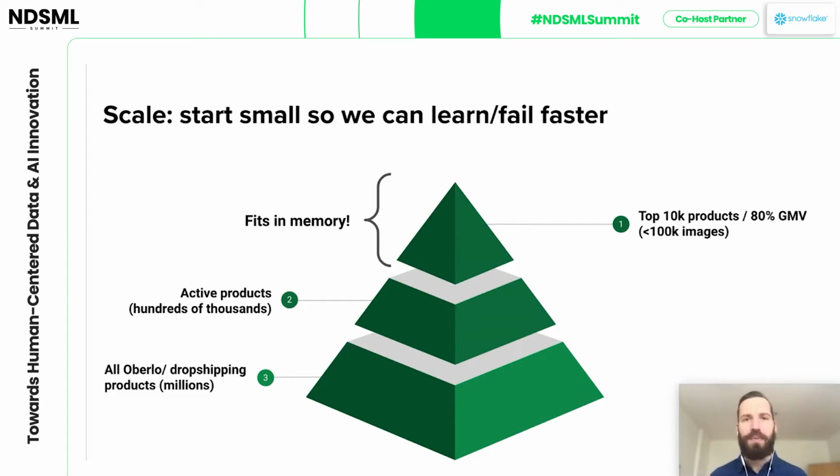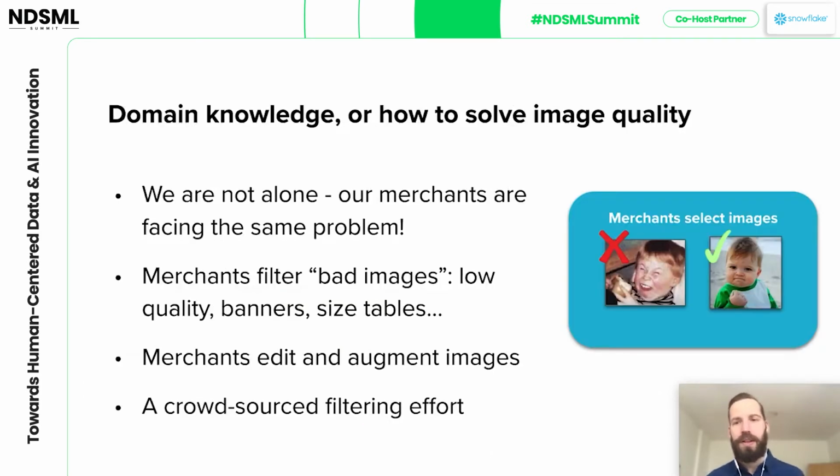So as I said before, learning faster and iterating faster is a key component in being able to improve and adapt your solution. So domain knowledge helped us not only with reducing the scale of the problem, but also with solving maybe one of the most difficult issues we had, which was image quality.